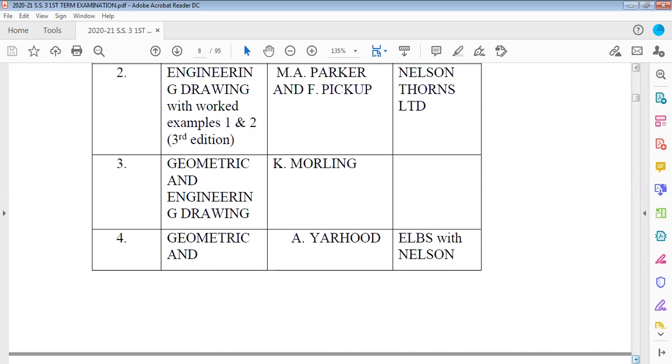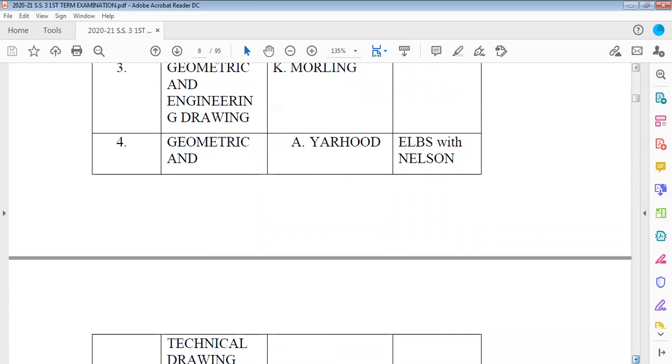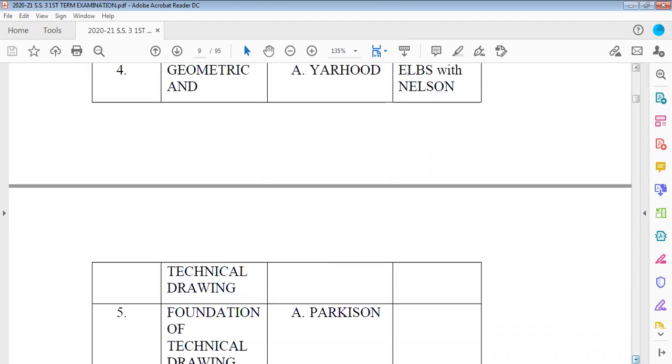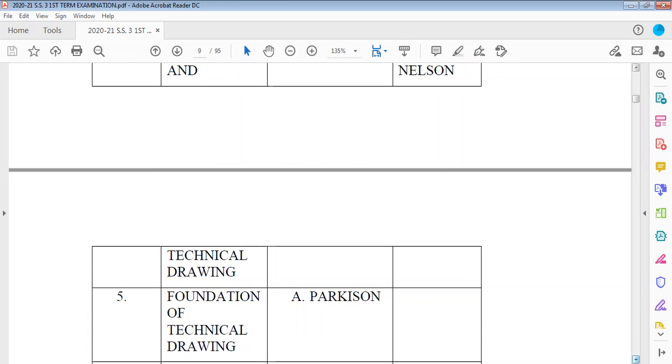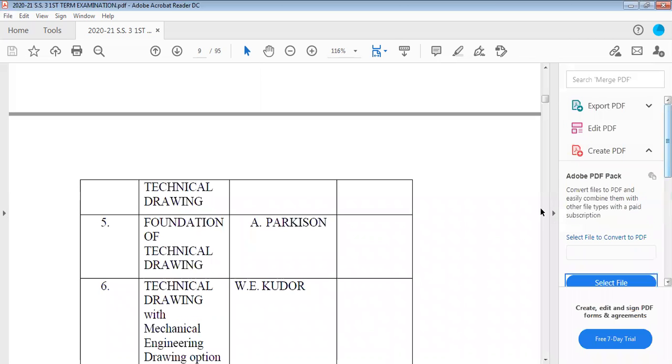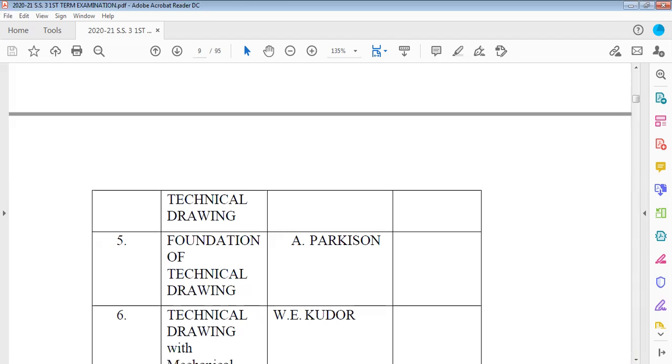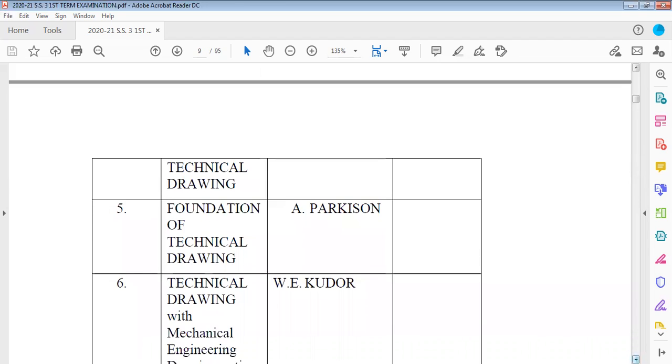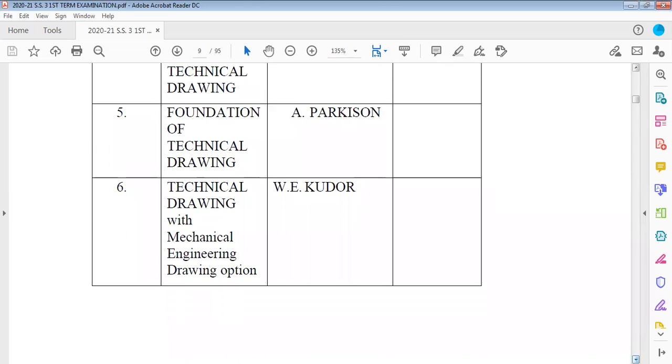And so we also have Geometric and Technical Drawing, by A. Yahoo, and the publisher is ELBS. We have Foundation of Technical Drawing by Paxson. So Technical Drawing with Mechanical Engineering Drawing option. So just go get one or two of those textbooks.